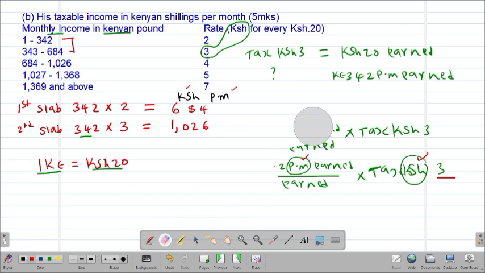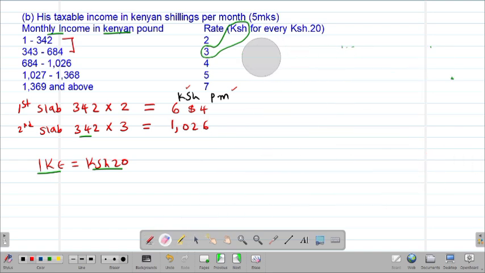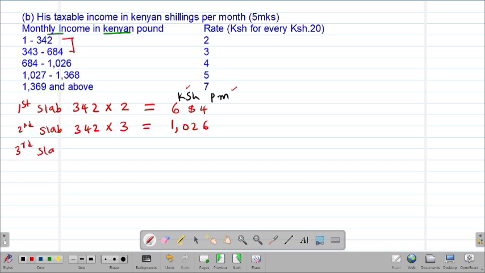1,026 shillings. Then you're going to move to the next tax slab or the tax bracket, which is our third slab. So we move to our third slab. Now in our third slab, we're going to subtract the two values. You're supposed to multiply by 4. Therefore, we'll subtract these two. That is 1,026 minus 684.